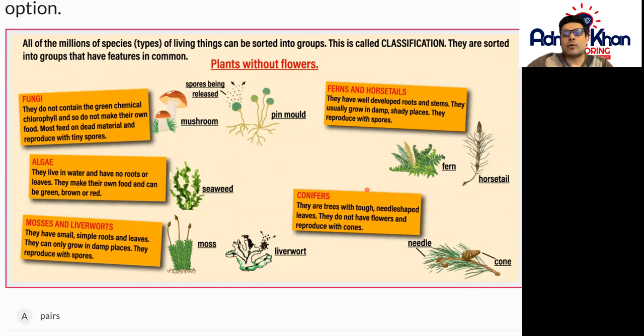Conifers are trees with tough, needle-shaped leaves. They do not have flowers and reproduce with cones. Conifer trees are very tall and slim. They look very similar to our Christmas trees. And there's an example of a leaf from a conifer tree and the needles that they carry here as well. So these are plants with no flowers, and the five major groups of classification of plants without flowers.